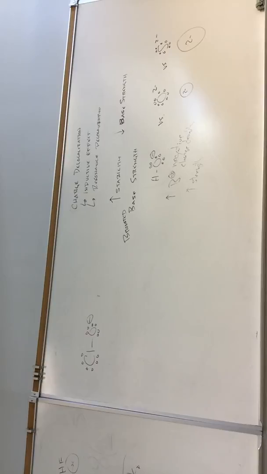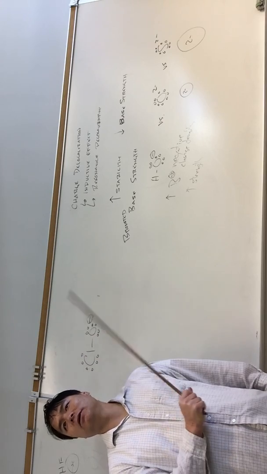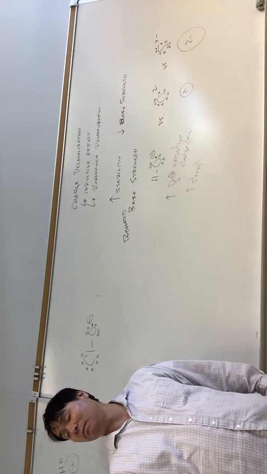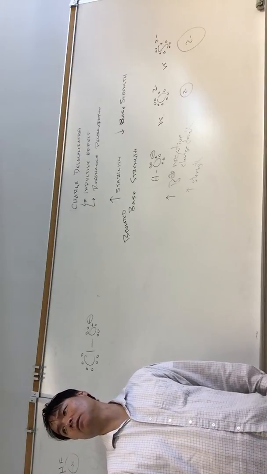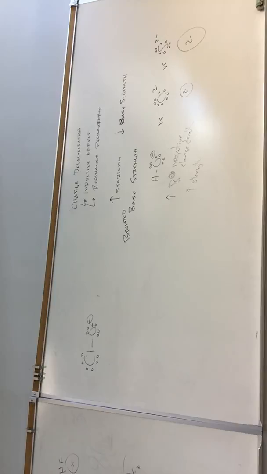Well, hypochlorite's a decent base, but it's weaker than hydroxide. Why is hypochlorite weaker than hydroxide? Actually, hypochlorite would be considered a weak base. Hydroxide would be considered a strong base. And so why is hypochlorite a weak base and hydroxide a strong base? Shouldn't they be the same? Yes or no? No, and this is why we do this whole valence bond analysis.